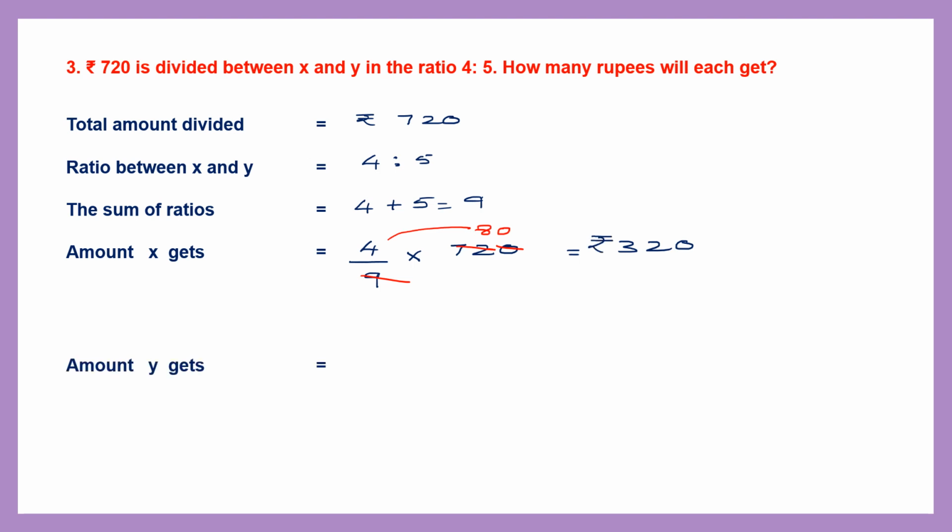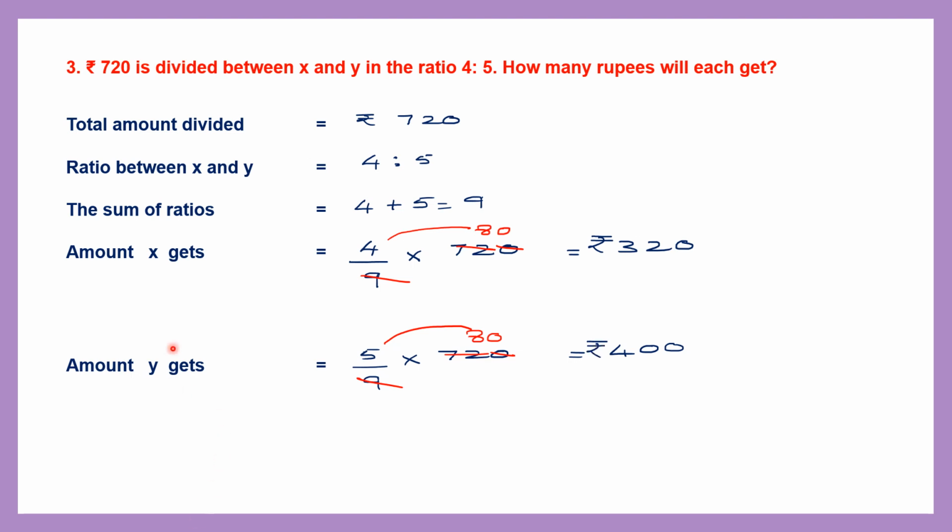Now let's see how much y gets. So remember, the second number is for y. So we start with 5. So 5 by 9, that is the sum of the ratios, into the amount 720. We can cancel. 9 8s are 72, 9 80s are 720. Now multiply this. 5 into 8 is 40 and add a 0. So 5 into 80 is 400. So the amount is 400.